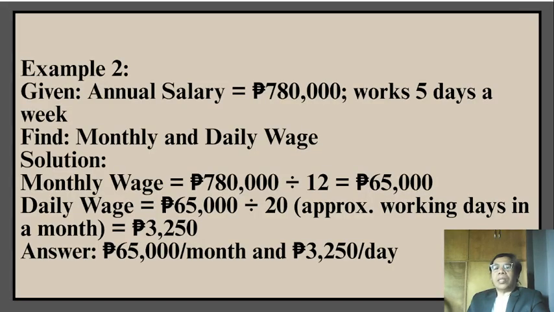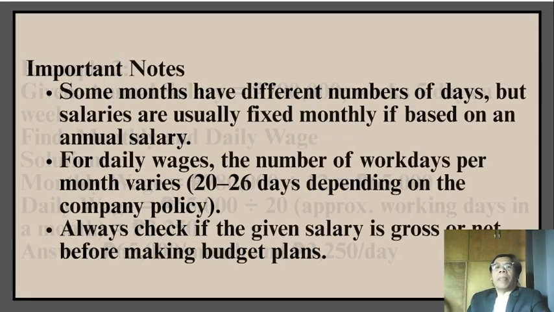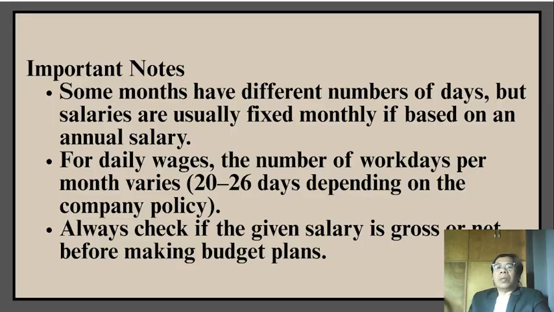The daily wage is equal to 65,000 divided by 20, approximate working days in a month, and equivalent to 3,250. So the answer is 65,000 per month and 3,250 per day.